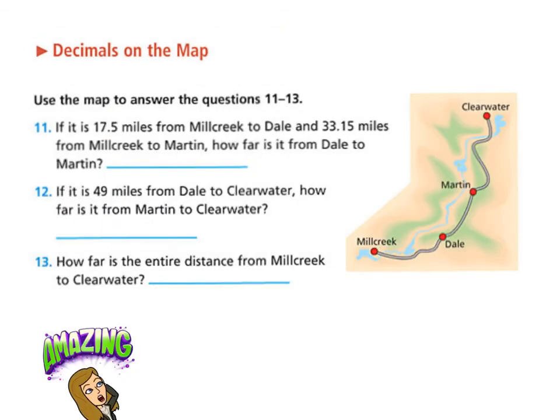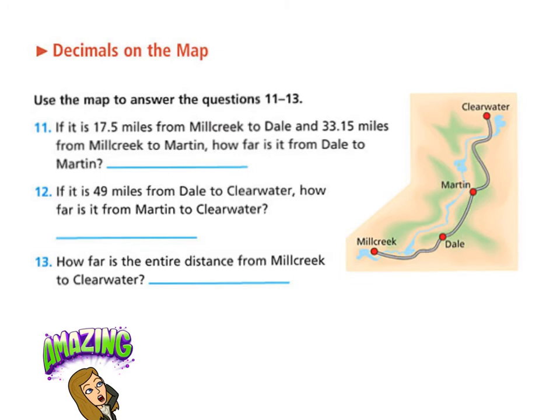Now, another place that you'll find decimals being used is not only with money, but also sometimes when talking about distance between places on a map. So here we have a map showing a few towns, and it says we need to use the map to answer these questions. If it is 17 5/10 miles from Mill Creek to Dale, and 33 15/100 miles from Mill Creek to Martin, how far is it from Dale to Martin?